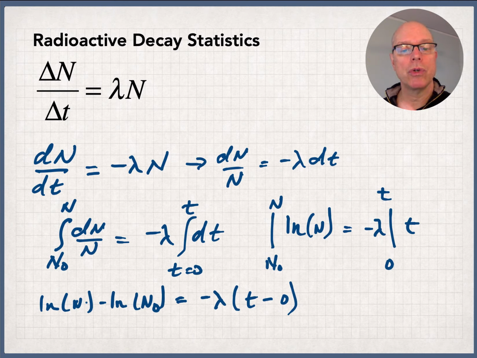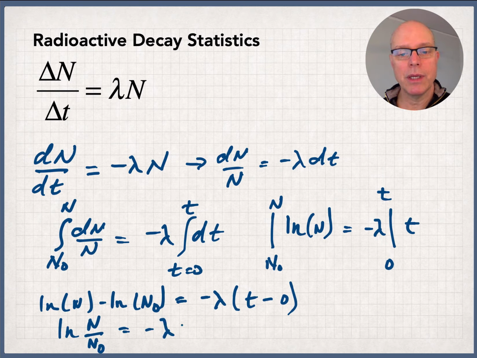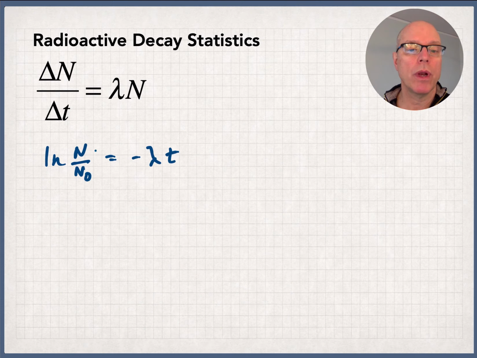Anyway, long story short, by pulling a couple of levers with the natural log, what I end up with is ln of n divided by n0 equals negative lambda t. So I'm going to take one more slide and just finish this thing up. What I want to do is unimprison n and n0 from inside the log function, and the way I do that is by using the exponential.